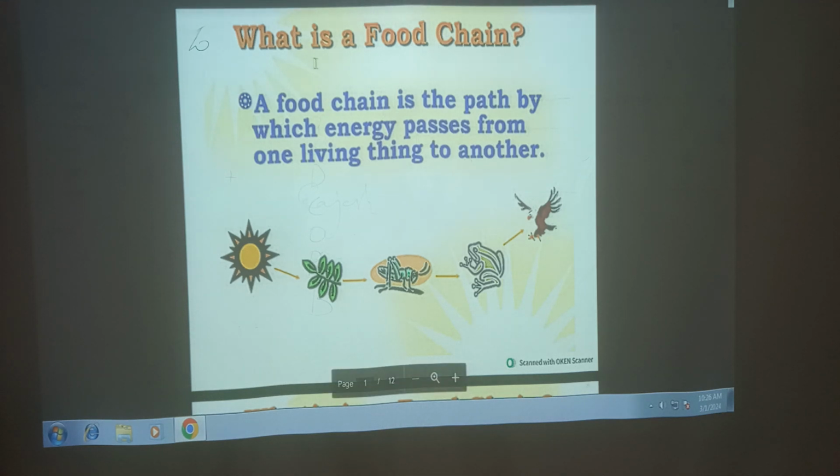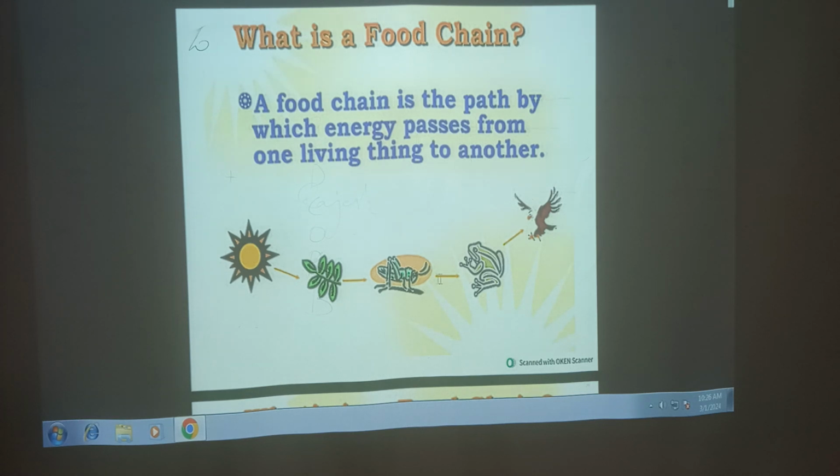Now, today's topic: what is a food chain? How many types of food chains are present? A food chain is the path by which energy passes from one living thing to another. It is the transport of energy from one place to another. The sun is the main energy provider, then grass, then insect, then frog, then eagle.